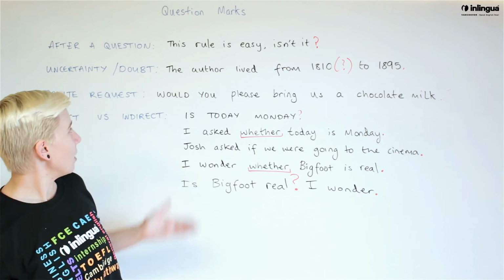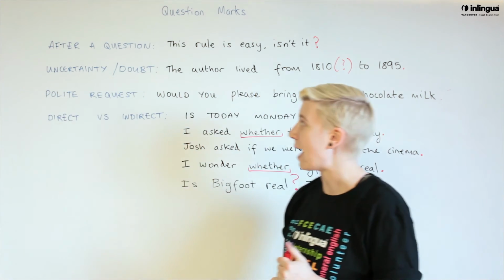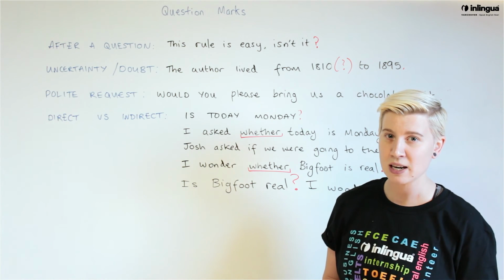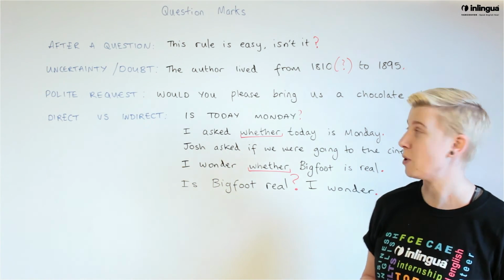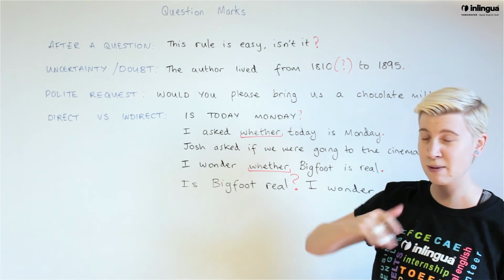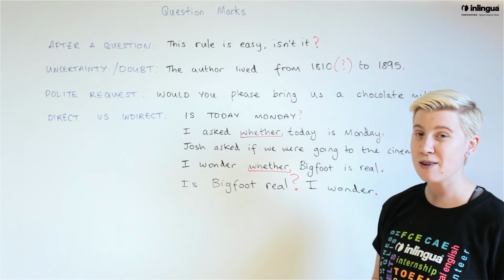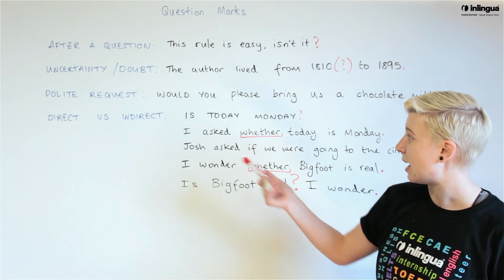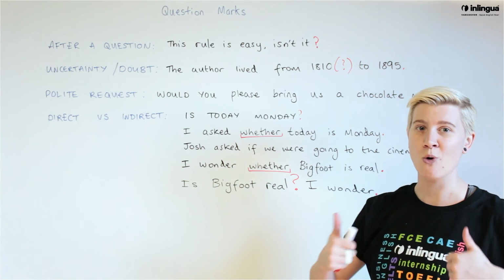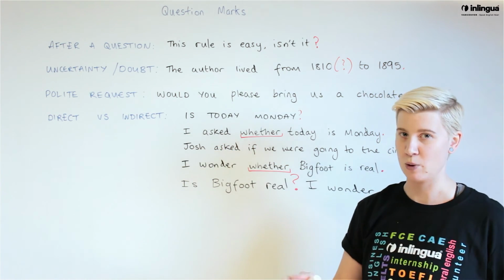So, here are some examples of when we use question marks in order to accurately show in our writing what a question is. After a question, if we are showing uncertainty, was it 1810? I think so. In a polite request, you can choose, either is okay. And in a direct question, always a question mark. In an indirect question, no question mark.